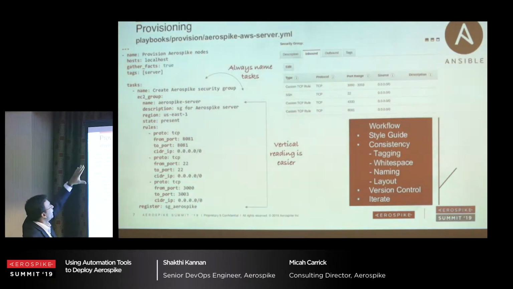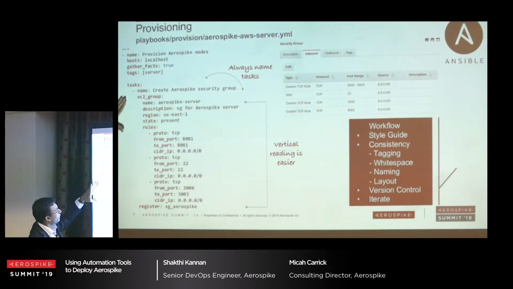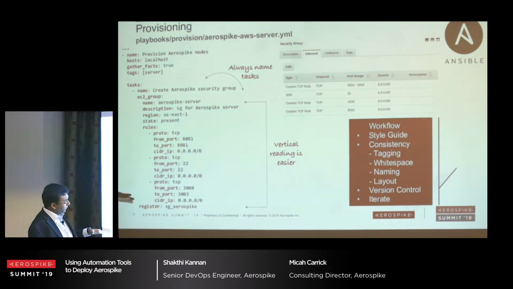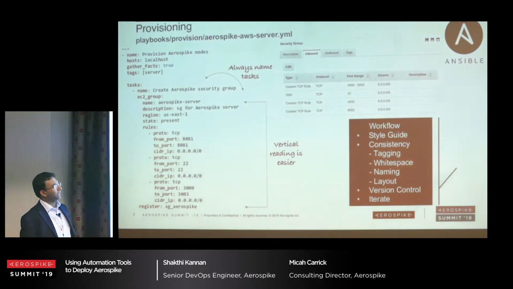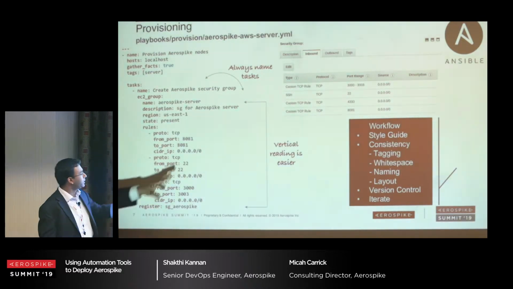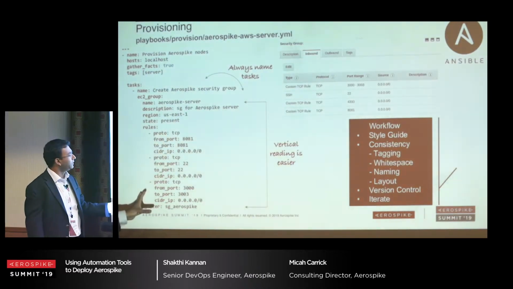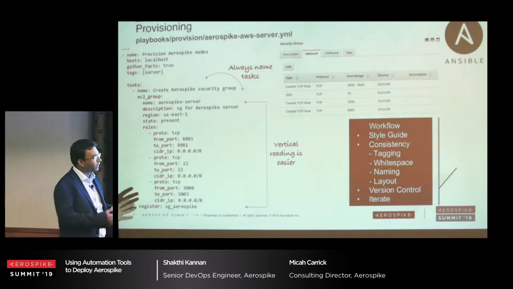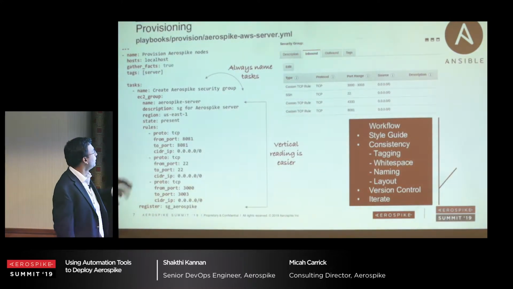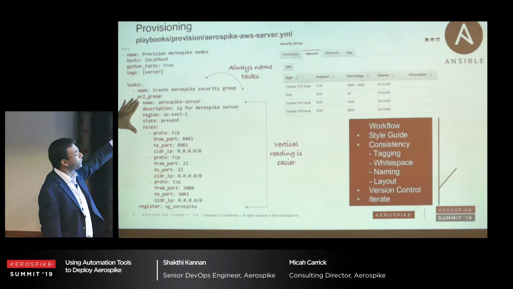So I have a name for the playbook. I'm running it locally, but I'm provisioning it in AWS. I'm having a tag for this playbook, and I have the list of tasks. Now, the best practice here for Ansible with the YAML syntax is to have vertical definitions and give enough white spacing so it's more readable. So here they have different modules defined.